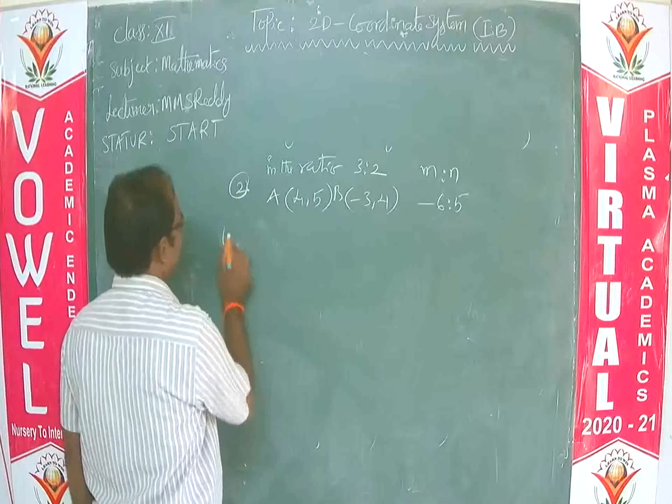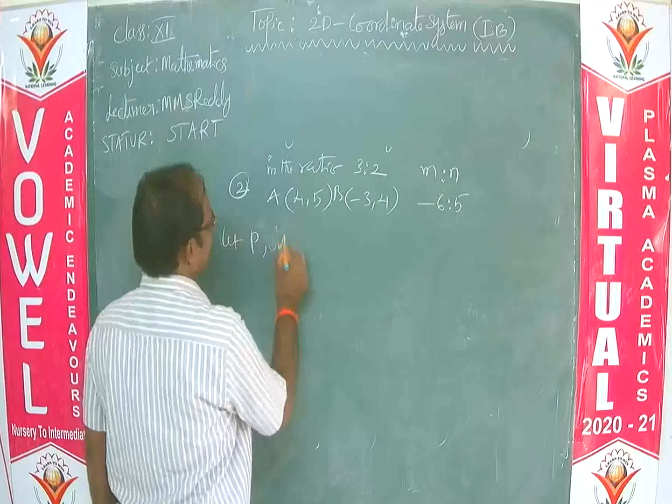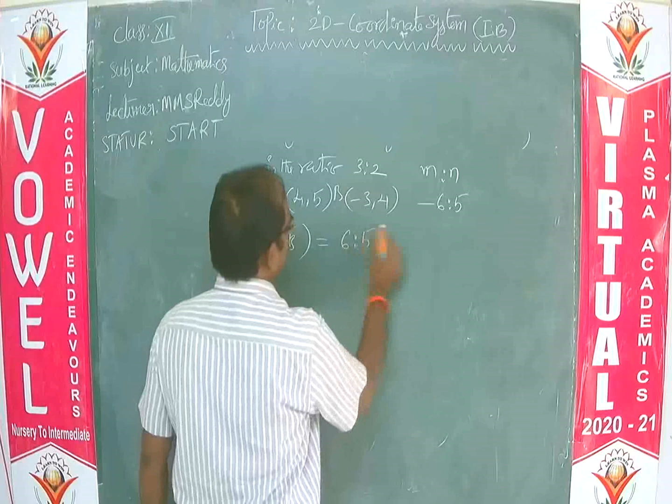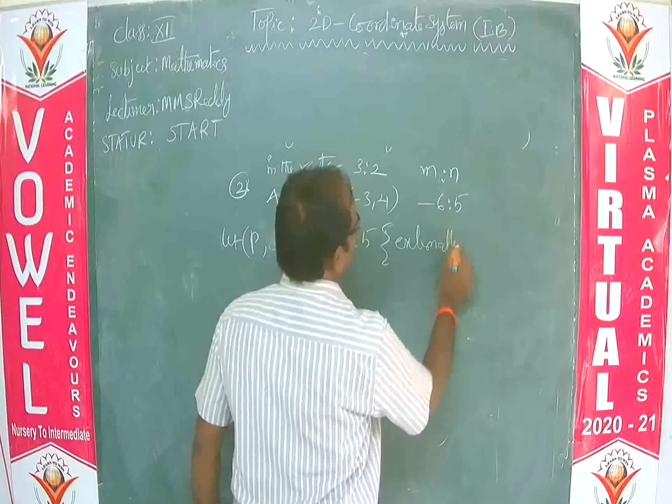Let P divide line segment AB externally in the ratio 6:5, externally.